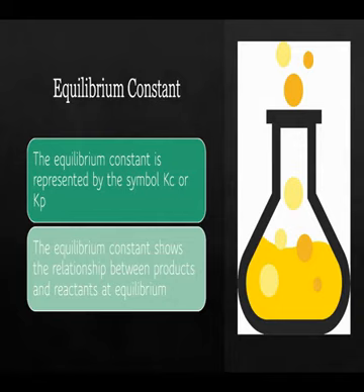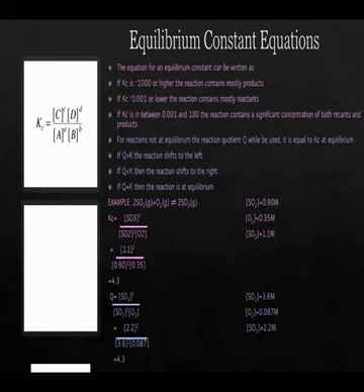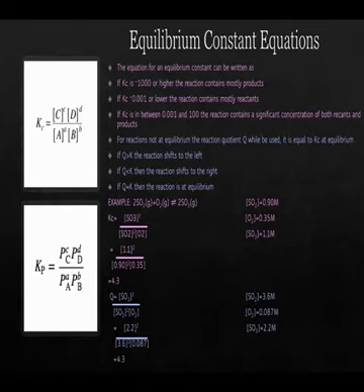Equilibrium constant. The equilibrium constant is represented by the symbol Kc, or Kp for pressure. The equilibrium constant shows the relationship between products and reactants at equilibrium with respect to units. The equation for equilibrium constant can be written as, or for pressure.